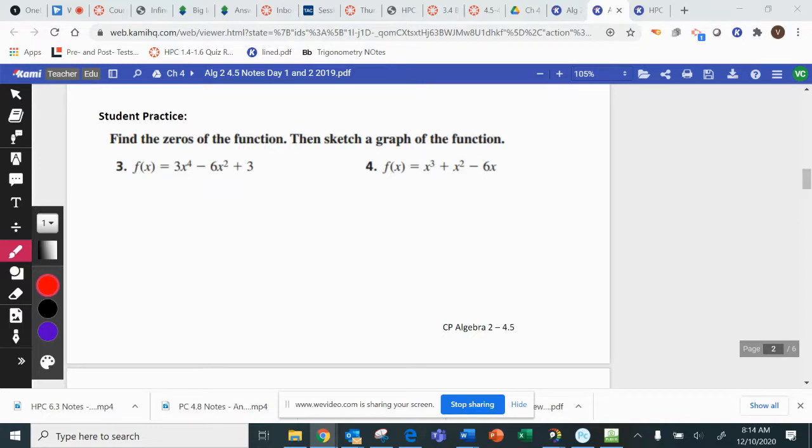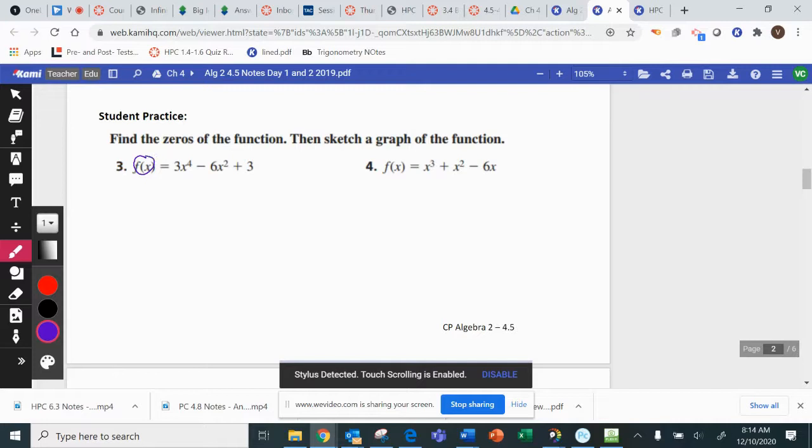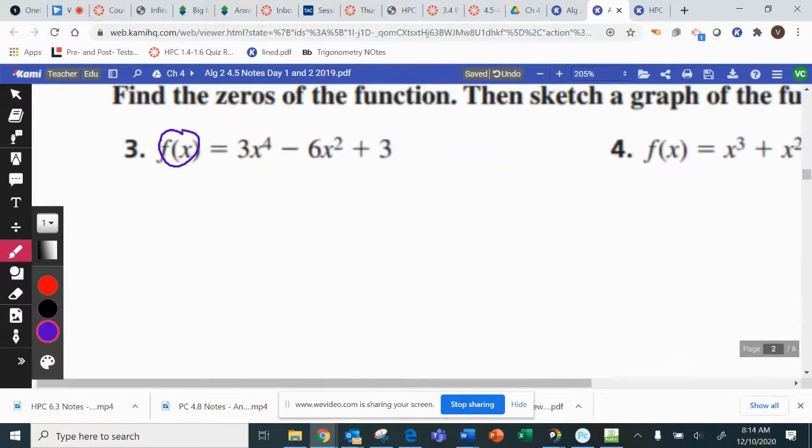Finding the zeros, that just means to make f of x 0. And then we're going to solve it. And as of right now, we solve by factoring because that's all we know. So is there a greatest common factor? First step. Is there a greatest common factor? Okay. So I'm going to factor out the 3.